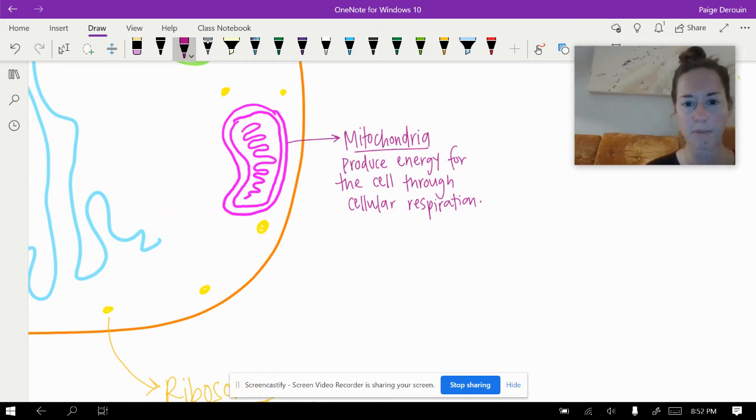One interesting thing about mitochondria is that it has two membranes, which is why I drew that double line. The reason it has two membranes, scientists believe, is that it used to be a bacteria. Millions of years ago, mitochondria were bacteria, and they were eaten by a larger cell, but just continued to live inside the larger cell.